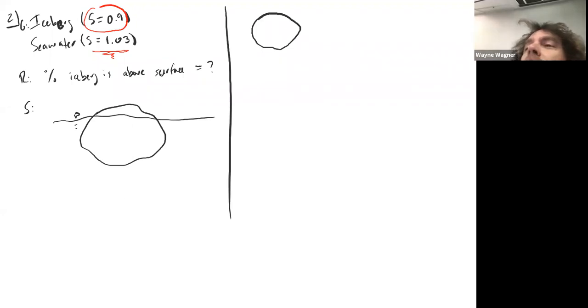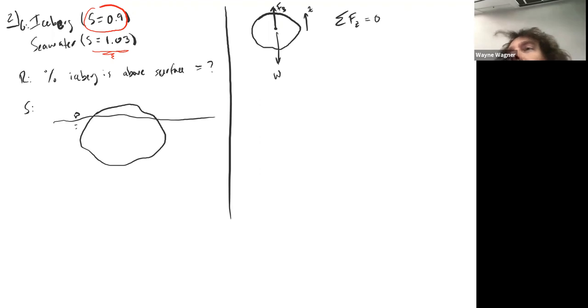So we have a free body diagram here, and it looks like this. We've got the weight pulling down on this thing and the force of buoyancy pulling up. If this is the Z direction, the reason this thing is floating where it is is because the sum of the forces in the Z direction equals 0. That's just basic statics. We've got two forces: the force of buoyancy is up, minus the weight, which is downwards.